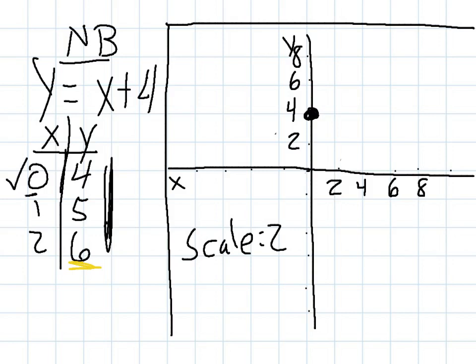Now, I need to go 1 over, which would be halfway between 0 and 2, and halfway up here, because halfway between 4 and 6 is 5, and then 2 across, 6 up is right here on the line. So now I want to connect these lines, because this line goes on forever. If I put different x values, the y value, the answer to my equation, should end up being on this line. All right? So we're going to try one more here.